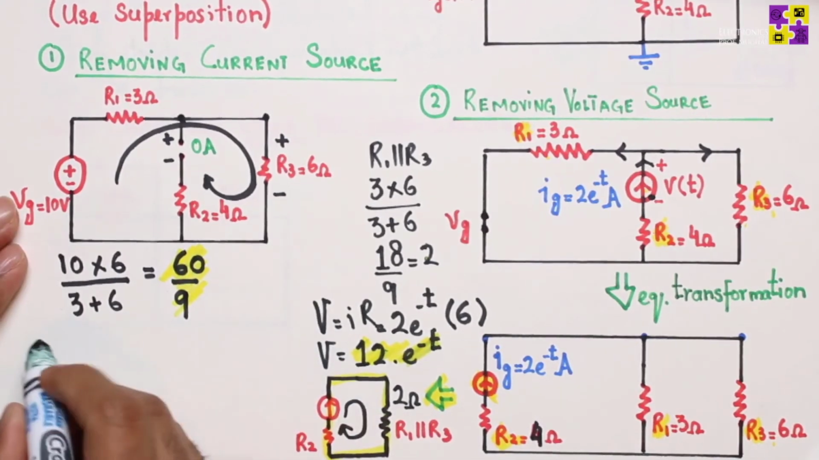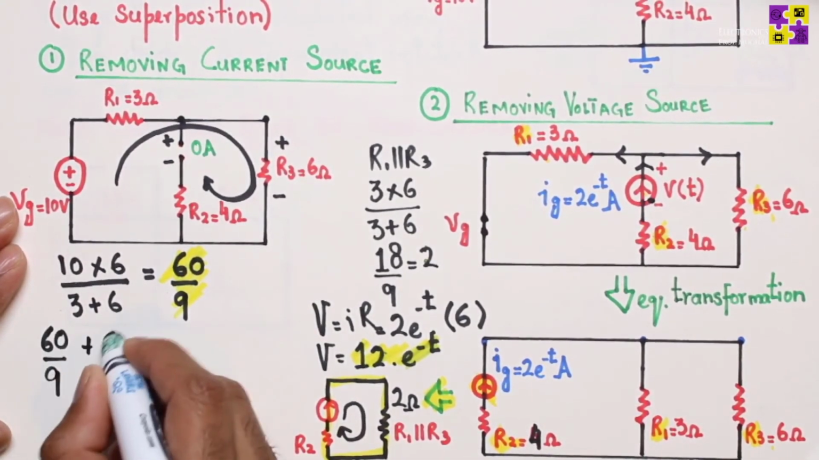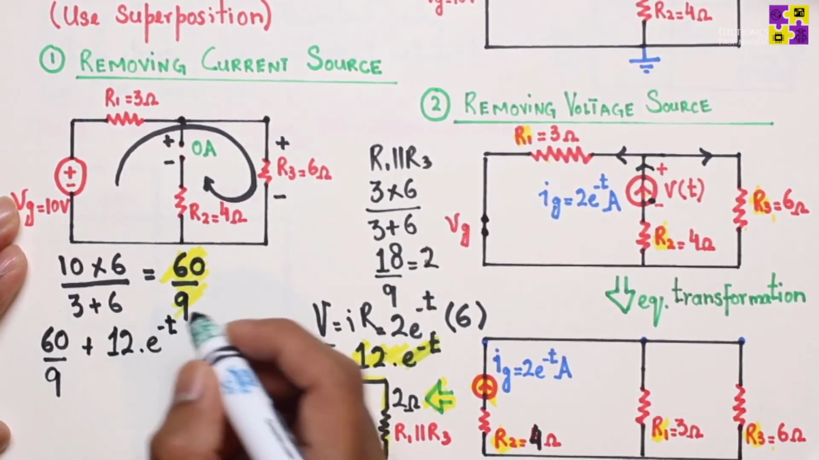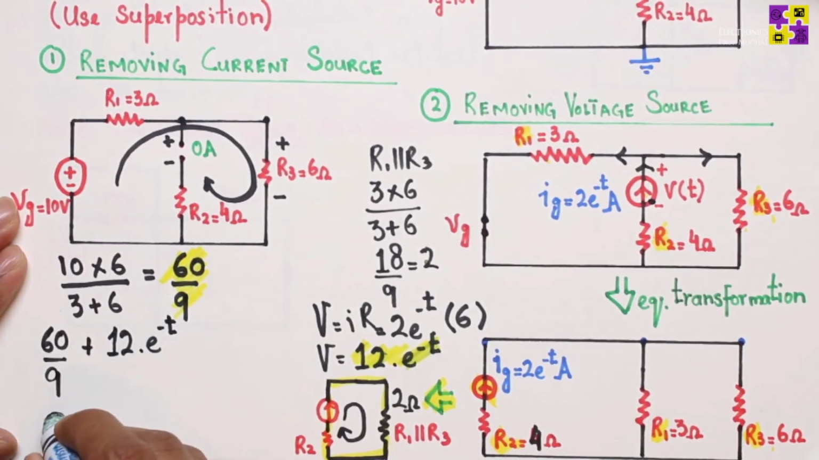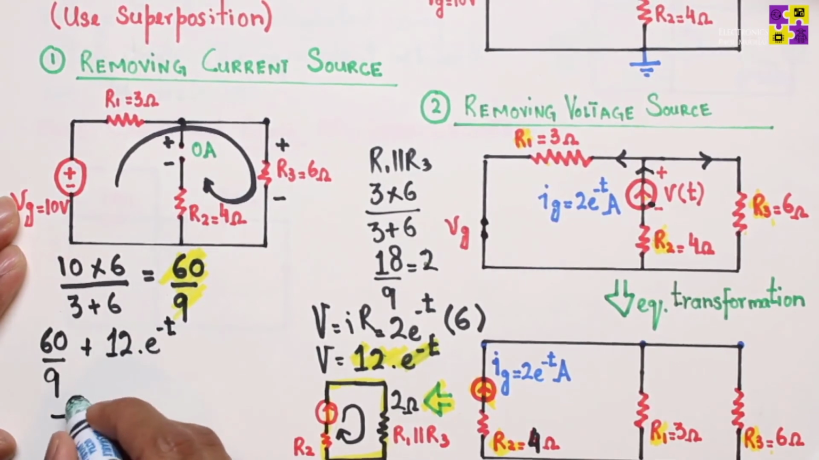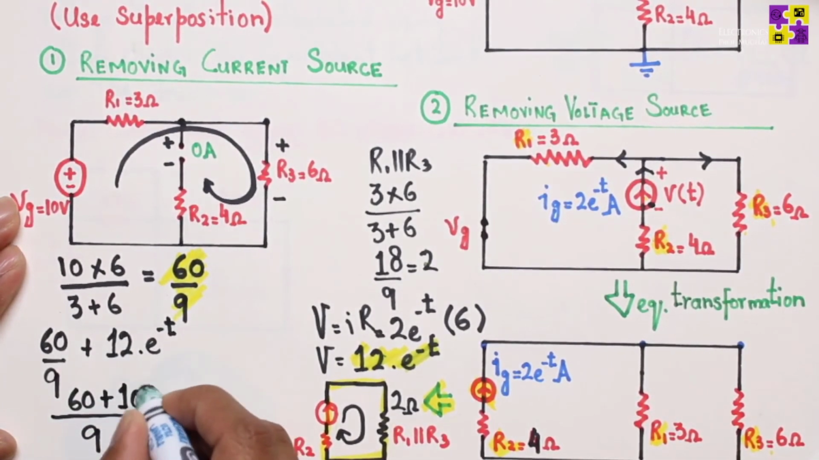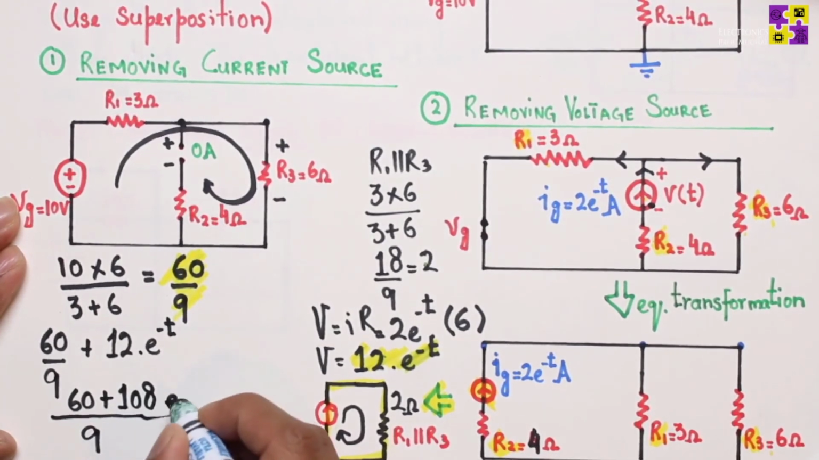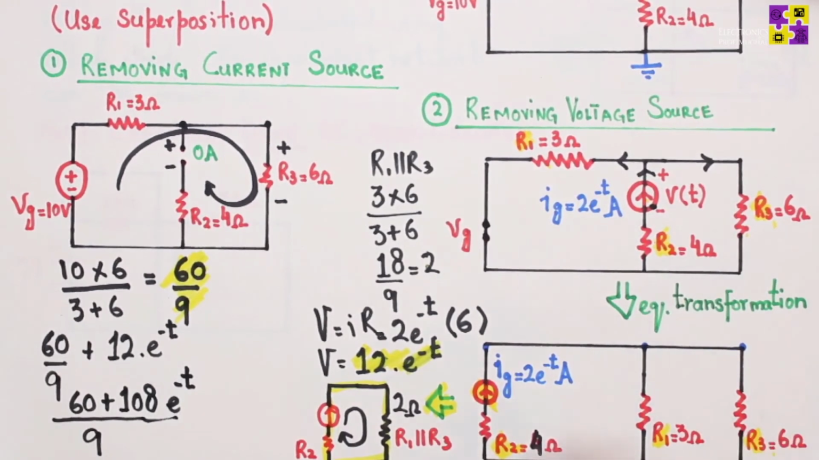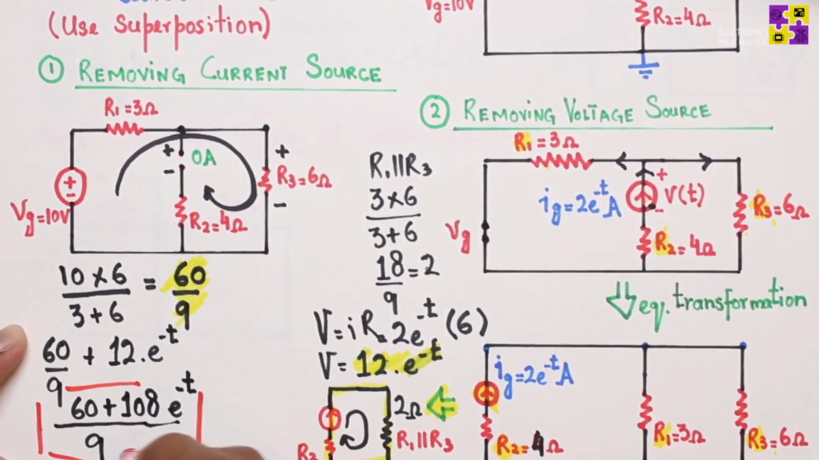So adding 60 over 9 plus 12 times e to the power negative t, if I take the common denominator 9, the numerator would become 60 plus 108 times e to the power minus t. And we can't really further simplify it, so we just simply stop here. This is your answer.